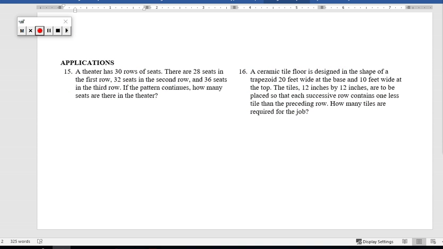It tells us a theater has a total of 30 rows of seats. There are 28 seats in the first row, 32 in the second, and 36. So our sequence is looking as 28, 32, 36. From this, I can deduce a couple of things. I know my a sub 1 is 28. I could also see that our common difference is 4. I also know our n is 30 because there's a total of 30 rows, the first row through the 30th row.